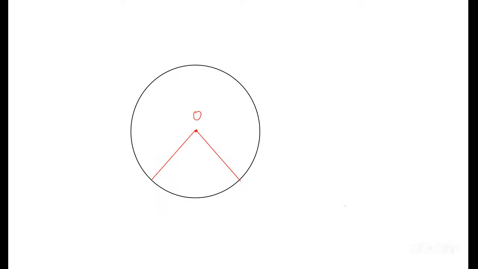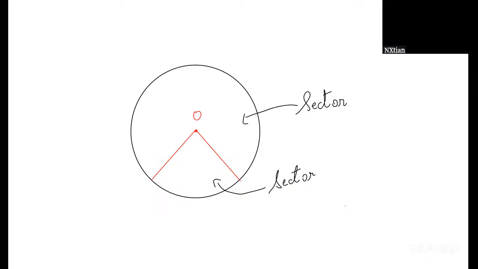Now when I've made these two radii, again my circle is divided into two parts. So this part is known as a sector, and this part is also known as a sector. Sectors are made when you use two radii to divide the circle into two parts. That time both sectors are made. And a segment is made when you use a chord to divide the circle into two parts. Got it now?